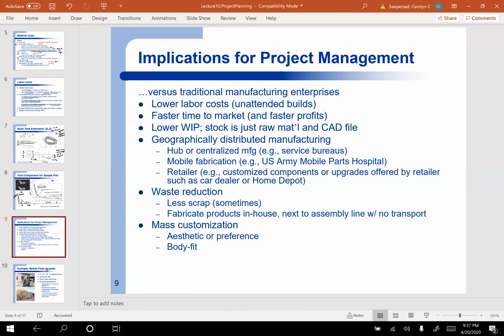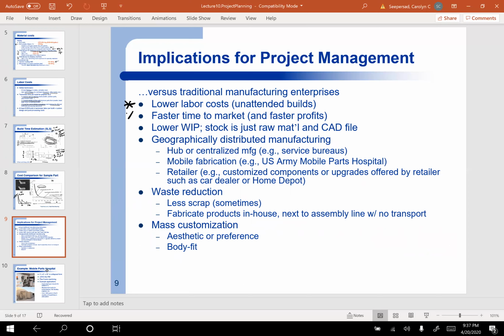So, just looking from a bird's eye view, a little bit larger, at other cost implications of additive. We've touched on some of these, but I think it's worthwhile putting them all in the same place. So versus traditional manufacturing enterprises, what are some of the benefits? There can be lower labor costs, right? Because the builds are reasonably unattended, whereas other machines, especially if they're not so automated, may need to be attended 24/7.